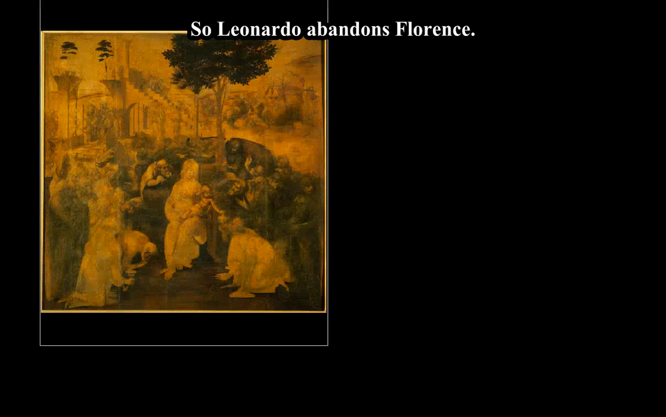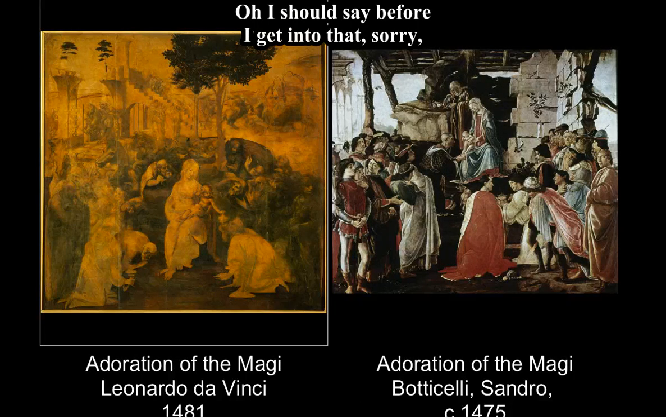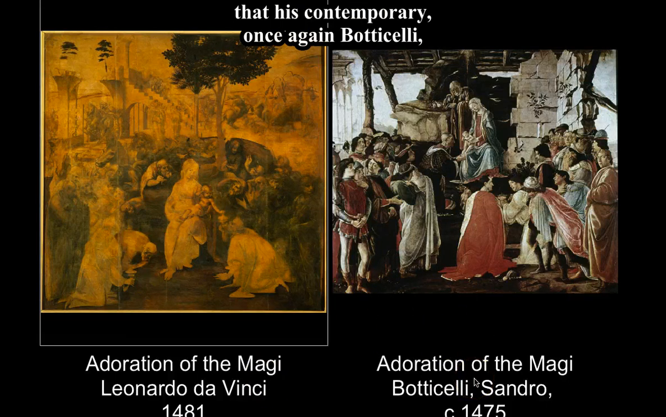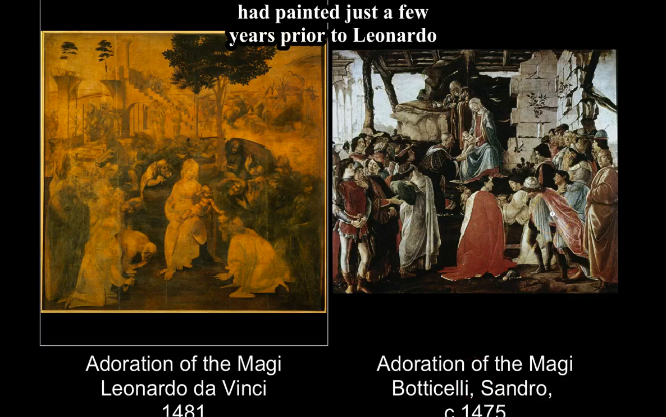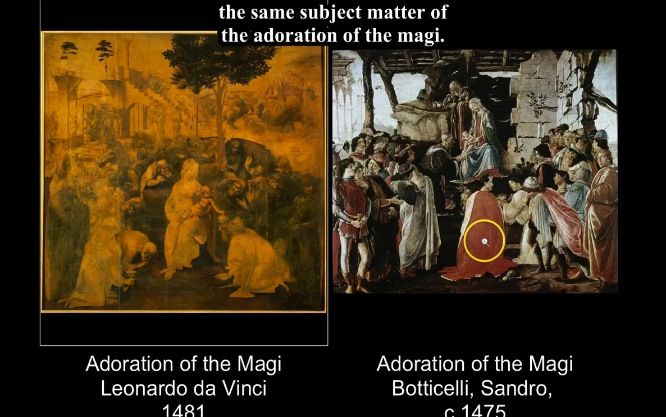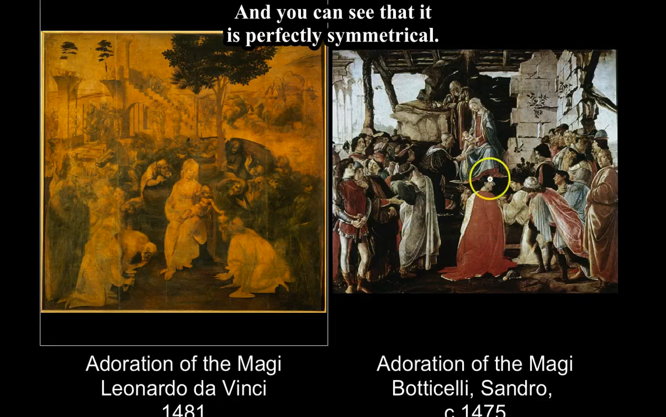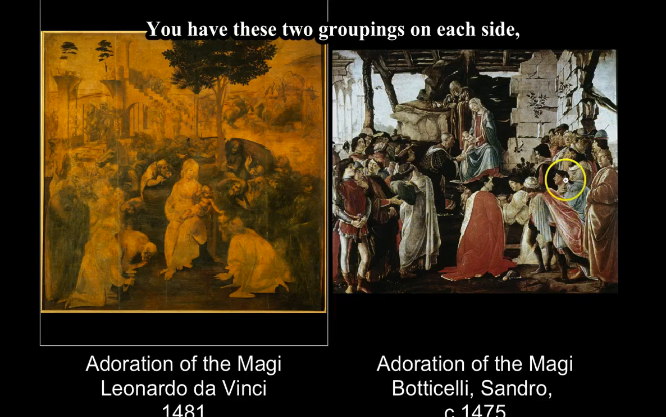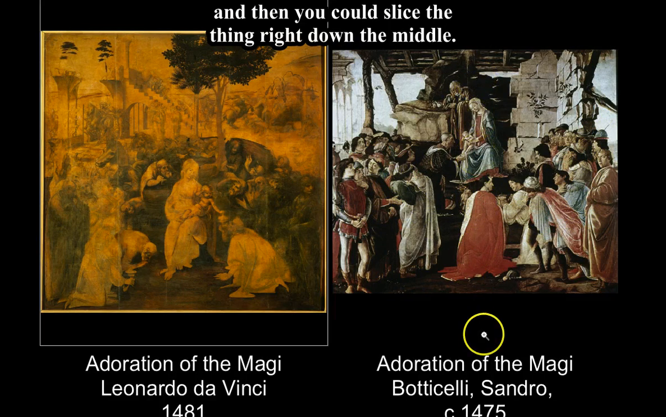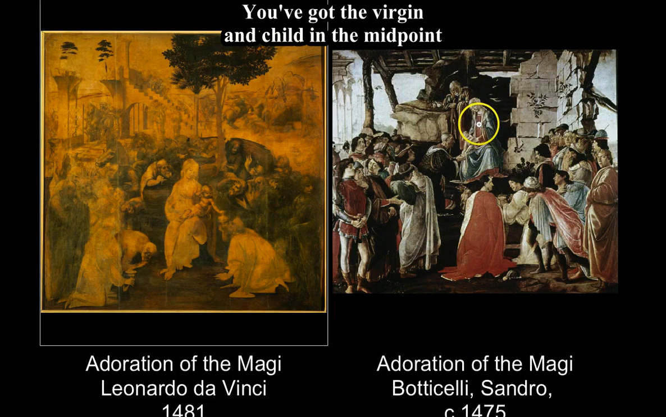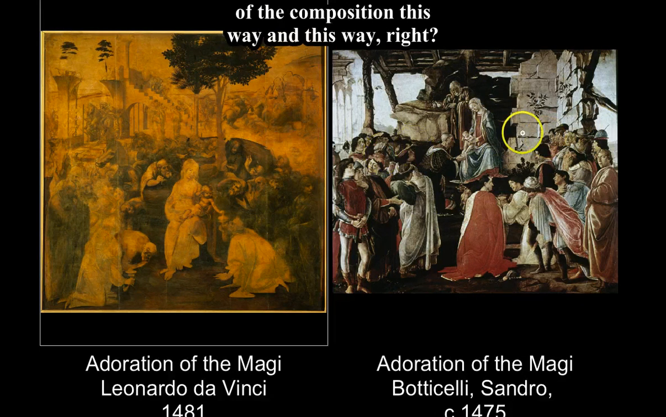So Leonardo abandons Florence. Oh, I should say before I get into that, sorry, that his contemporary, once again, Botticelli, had painted just a few years prior to Leonardo the same subject matter of the Adoration of the Magi. This is a very popular subject matter in Florence. And you can see that it is perfectly symmetrical. You have these two groupings on each side, and then you could slice the thing right down the middle. You've got the Virgin and Child in the midpoint of the composition this way and this way, right?